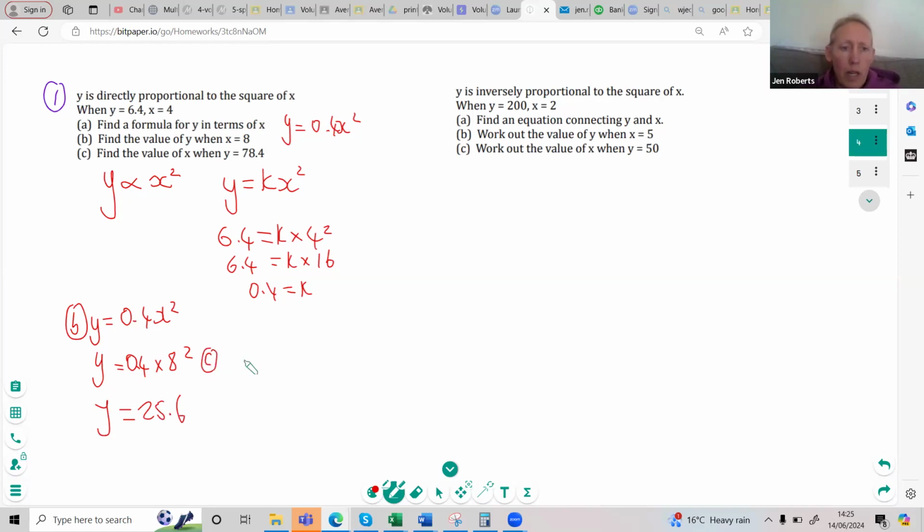And for C, we know y this time. So you've got to be a bit more careful here. A little bit more complicated to rearrange. Make x the subject. So first of all, we need to get rid of your 0.4, divide both sides by 0.4, gives you 196 equals x squared. How do we make x the subject? Square root both sides, opposite of squaring. Square root 196, you get 14. Square root x squared is just x, so x is 14.